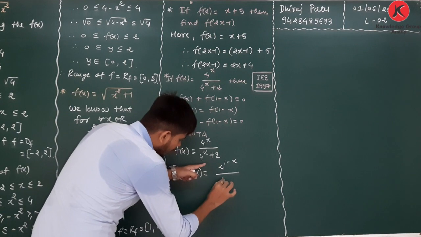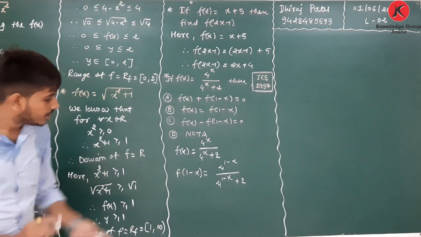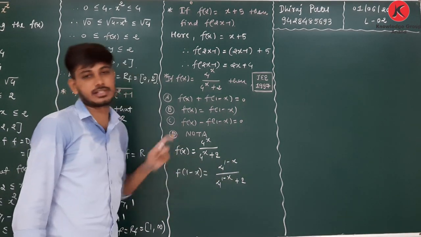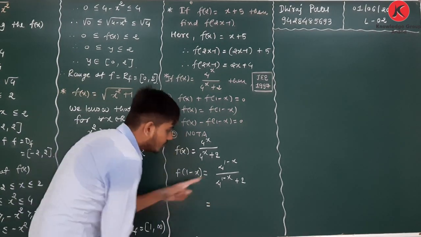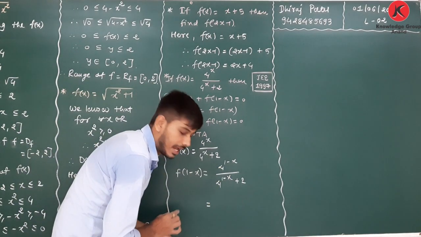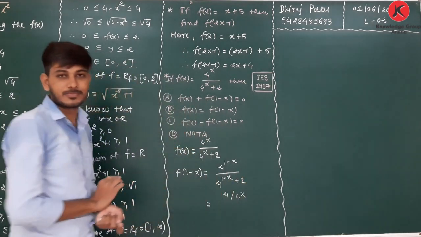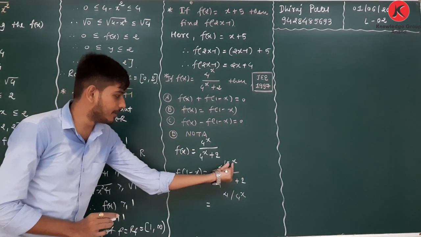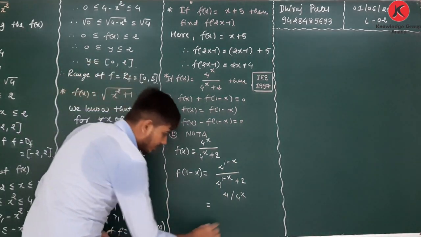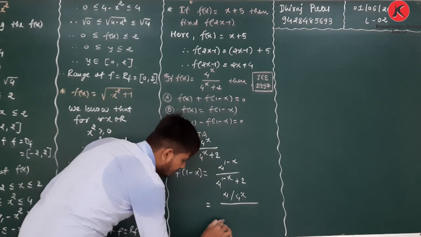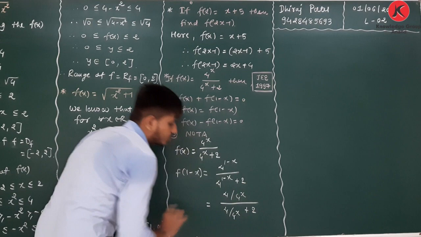4 raised to 1 minus x plus 2 here. Okay? Now simplify this thing. Can we simplify this? Yes, simplify. 4 raised to 1 minus x, therefore we can write 4 divided by 4 raised to x. 1 minus x, a minus b, 4 raised to a upon 4 raised to b can be written. It is the division rule. Divided by 4 upon 4 raised to x plus 2 here.